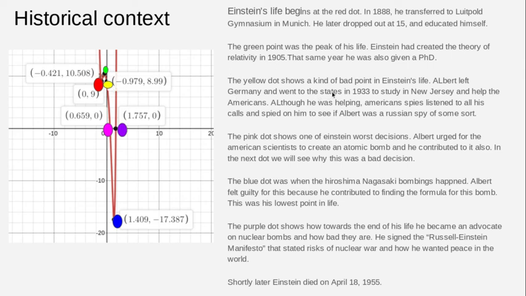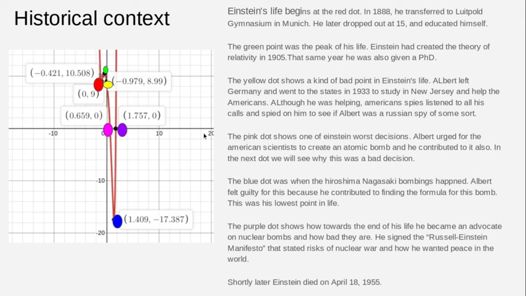So the yellow dot shows a kind of bad point in Einstein's life. Albert left Germany and went to the States in 1933 to study in New Jersey and help the Americans. Although he was helping, American spies listened to all his calls and spied on him to see if Albert was a Russian spy of some sort.